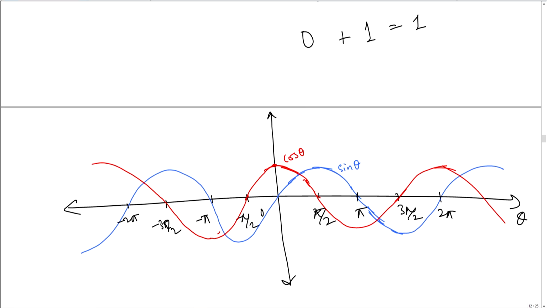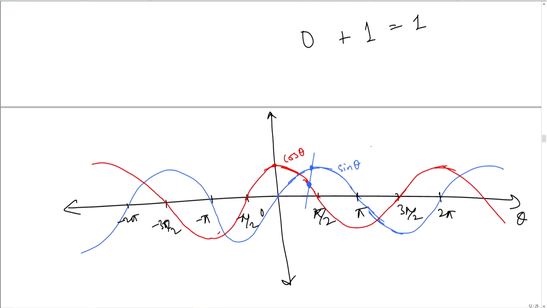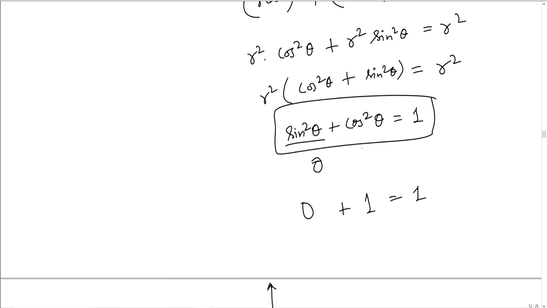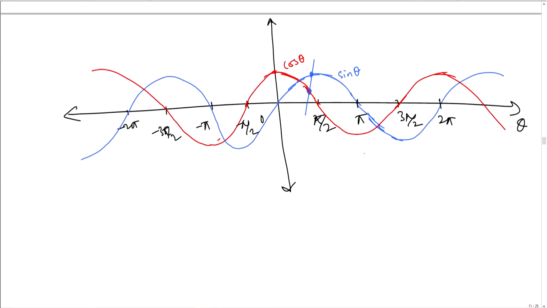So, at any point, let us say you take any line here, at this point sine theta would have some value, cos theta would have some value, and the sum of their squares is actually 1. So this is how cos theta and sin theta look like. These are two important functions that we require in solving trigonometric problems.